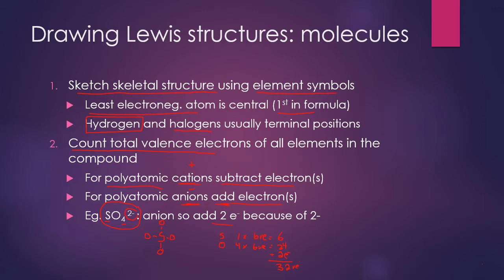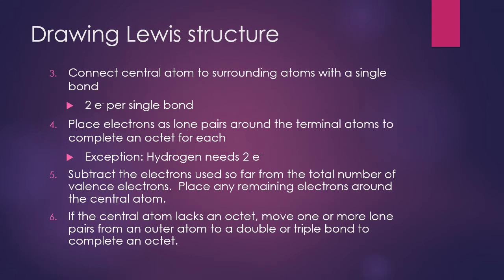Okay, let's move on and see what's next. As you saw in the previous slide, here in step 3, it says to connect the central atom to the surrounding atoms with a single bond. That's where we had the sulfur with a line and then the oxygen. This line is representing a single bond, and it is worth 2 electrons. Because what's actually happening is, since it's a covalent compound, we have the sulfur with an electron and the oxygen with an electron.